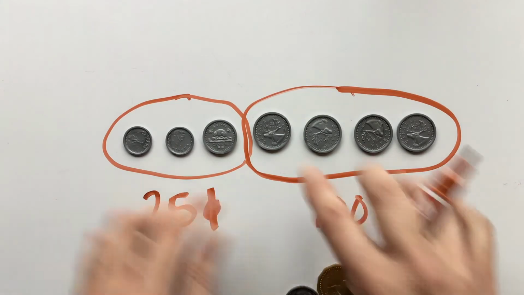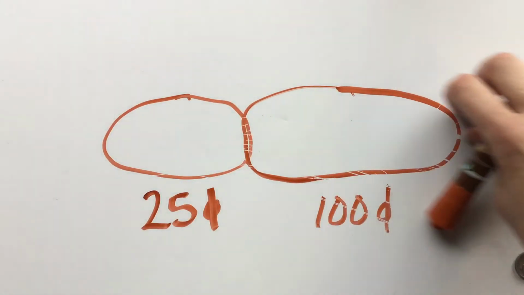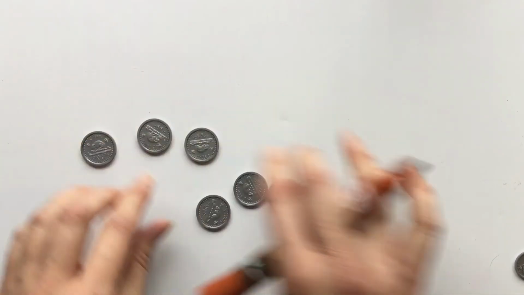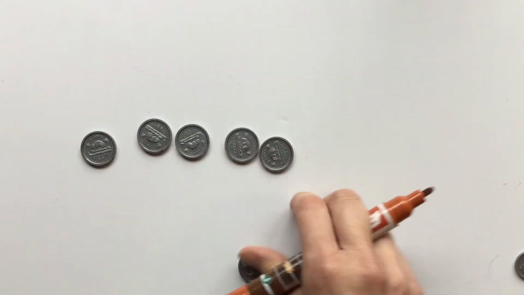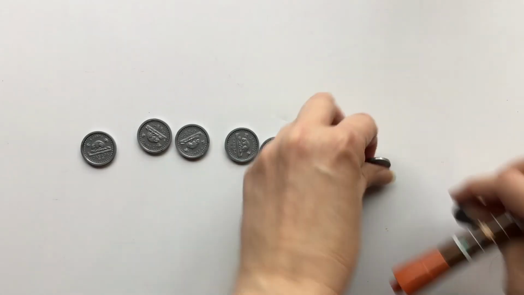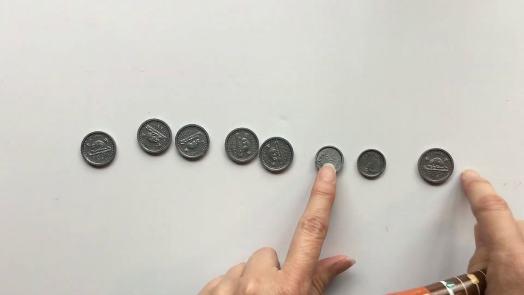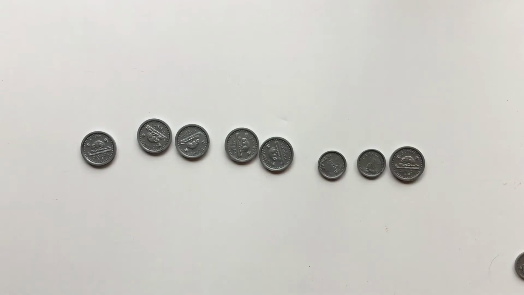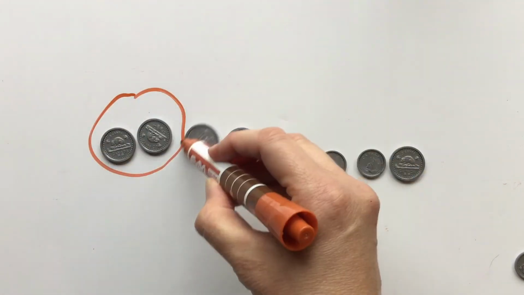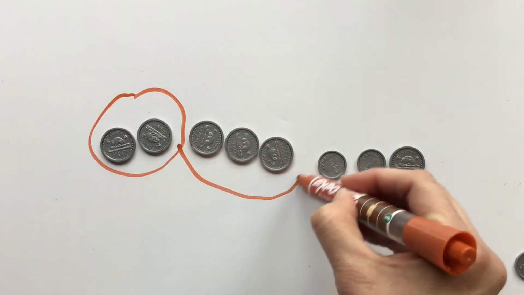Okay? Let's take a look at another one. What if I have a whole bunch of nickels? Let's see, I've got 1, 2, 3, 4, 5. Maybe I've got a couple dimes. I want to find the least number of coins for all of these. Now here's where people start getting a little bit confused. They might go, oh, okay, I'll circle these. I'm going to circle these.